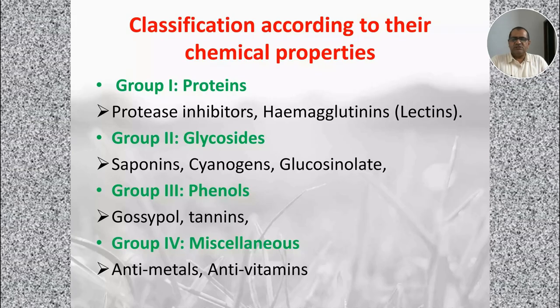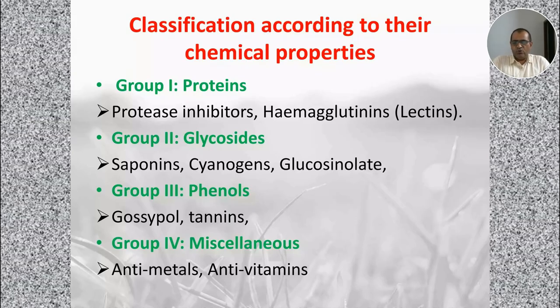Group 3 is the phenols, once again derived from plant origin. Gossypol, which is present in cottonseed cake, is an important anti-nutritional factor which causes hair loss and many more toxic effects, and sometimes also the tannins. Tannins always bind with some of the nutrients and cause malabsorption of nutrients, especially minerals, vitamins, and other essential amino acids.